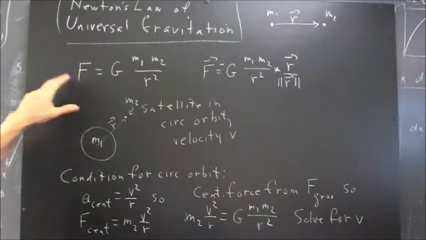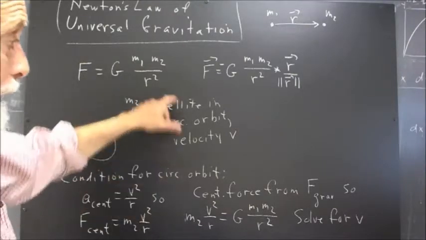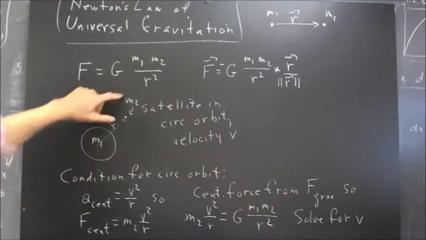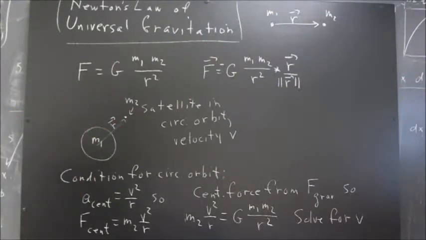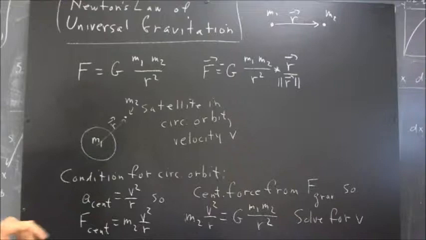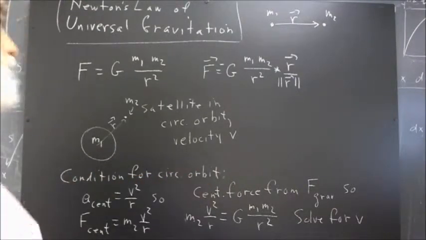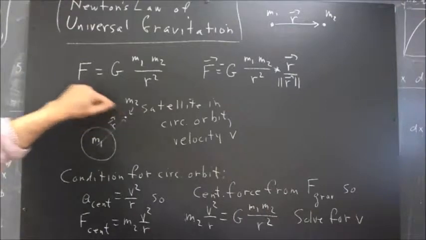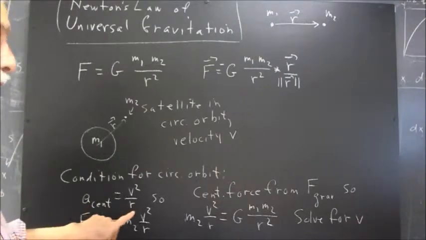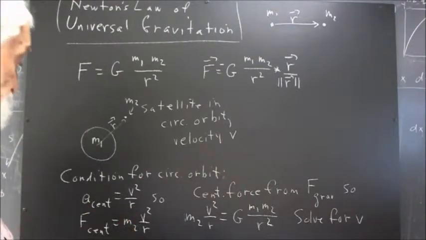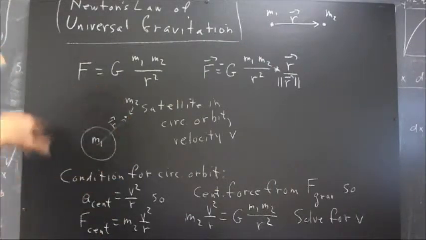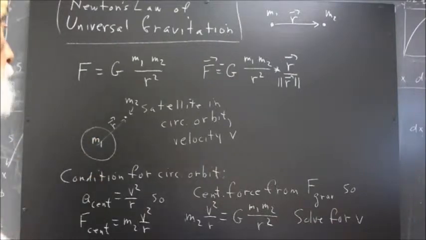Okay, well, we want to apply this law of universal gravitation to a satellite in a circular orbit at velocity v around a planet. So we'll let M1 be the mass of the planet and M2 the mass of the satellite, and we have the r vector from the center of the planet out to the satellite. Now the condition for a circular orbit: if you're moving in a circle of radius r, then you have to have centripetal acceleration to keep yourself in the circle. If you don't have that centripetal acceleration, then you're not going to stay in the circle. It's just part of moving around a circle at constant velocity, or actually at any velocity.